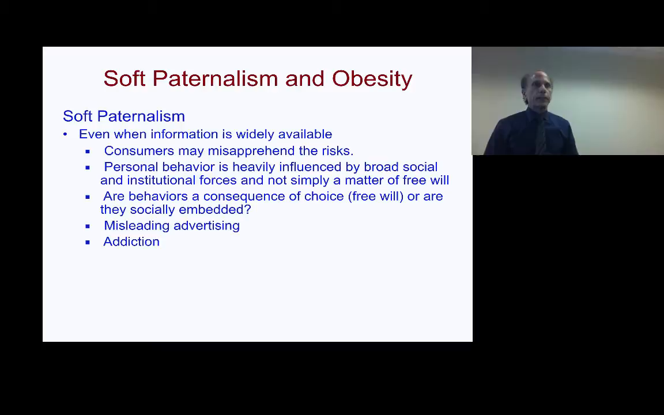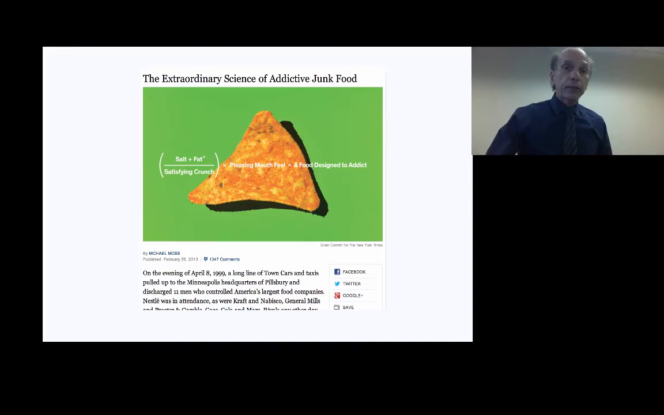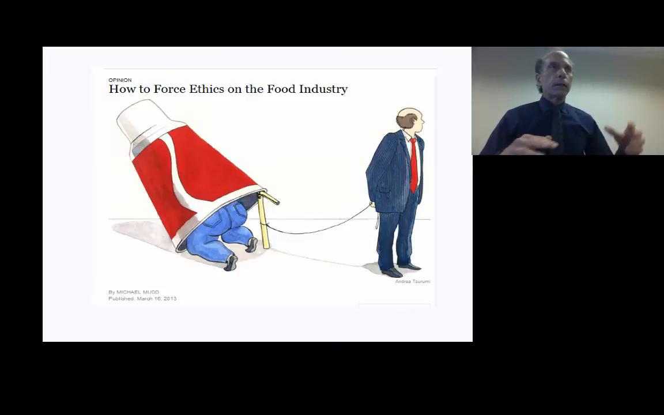Indeed, these two last aspects are due to attempts by the food industry to mislead the public with improper food labeling, or they try to addict us with non-healthy foods. And actually, this is not a conspiracy theory, but there is this concept of the extraordinary science of addictive junk food, where the food industry spends billions of dollars looking at the science of how to make taste addictive. In fact, there was an interesting article written, How to Force Ethics on the Food Industry.